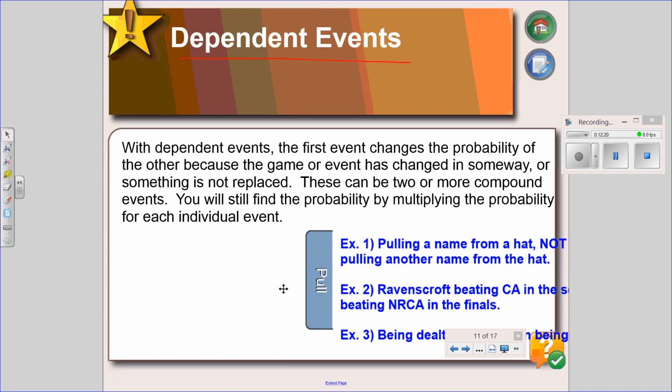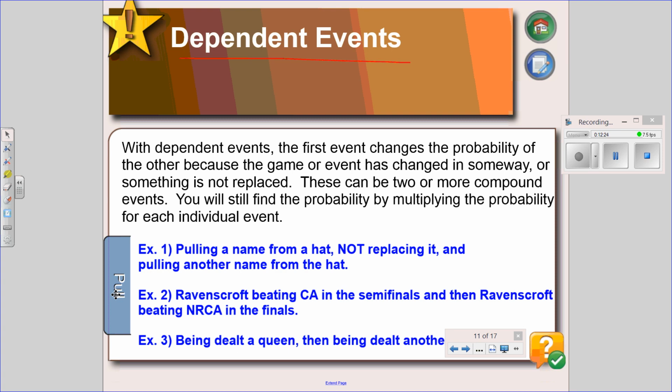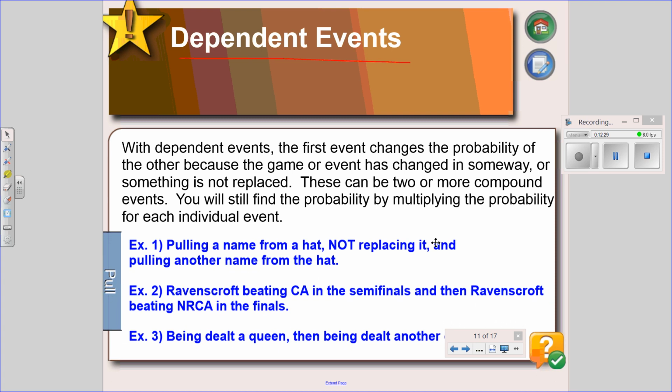So dependent events could be pulling the name from the hat and not putting it back in. If I pulled a student's name out of the hat and did not put it back in, every single other student's chances of being pulled have increased, and there is a 0% chance that that student is pulled again.